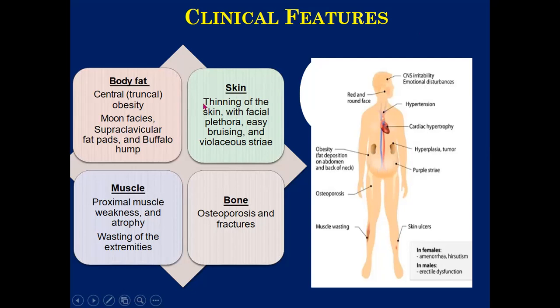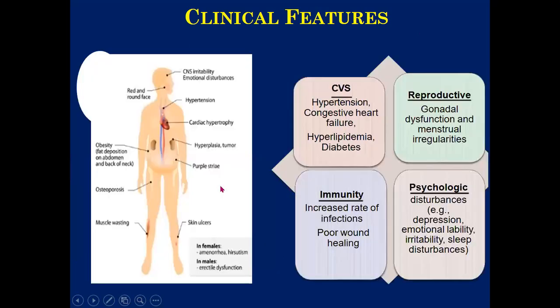Then the skin is thin because of the effects of cortisol, then facial plethora, increased redness, and easy bruising because of the thinning of the skin, and then striae on the abdomen. Then in the muscles, there is wasting of the proximal muscles of the extremities. There is central obesity but atrophy and wasting of the extremities. Osteoporosis and fractures are common in these patients.